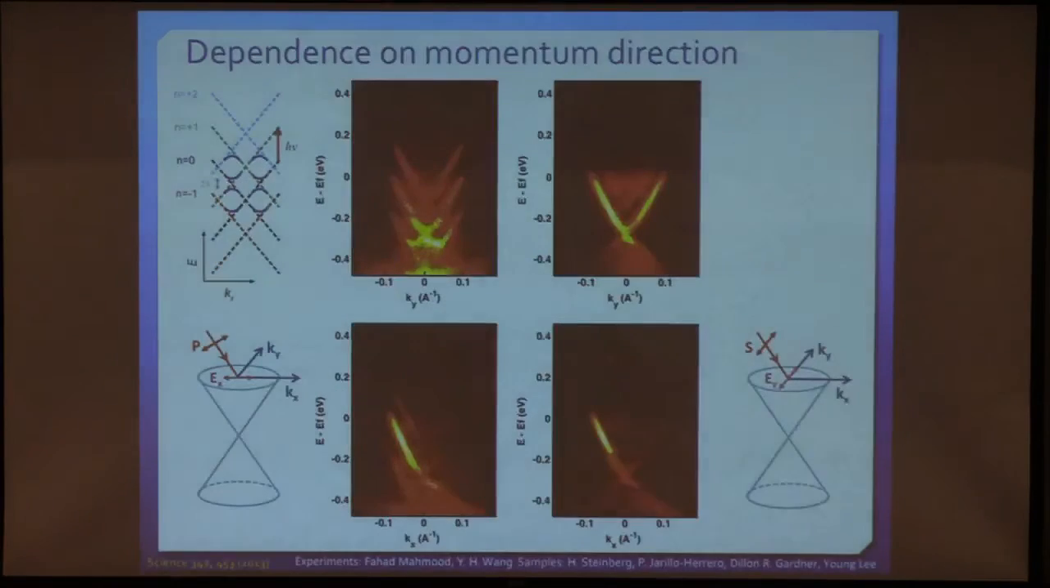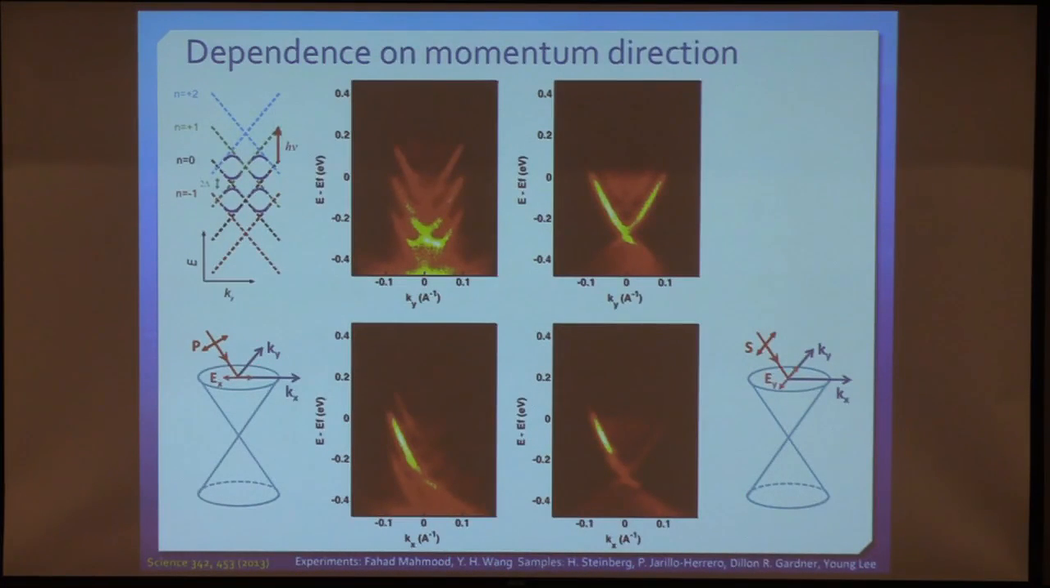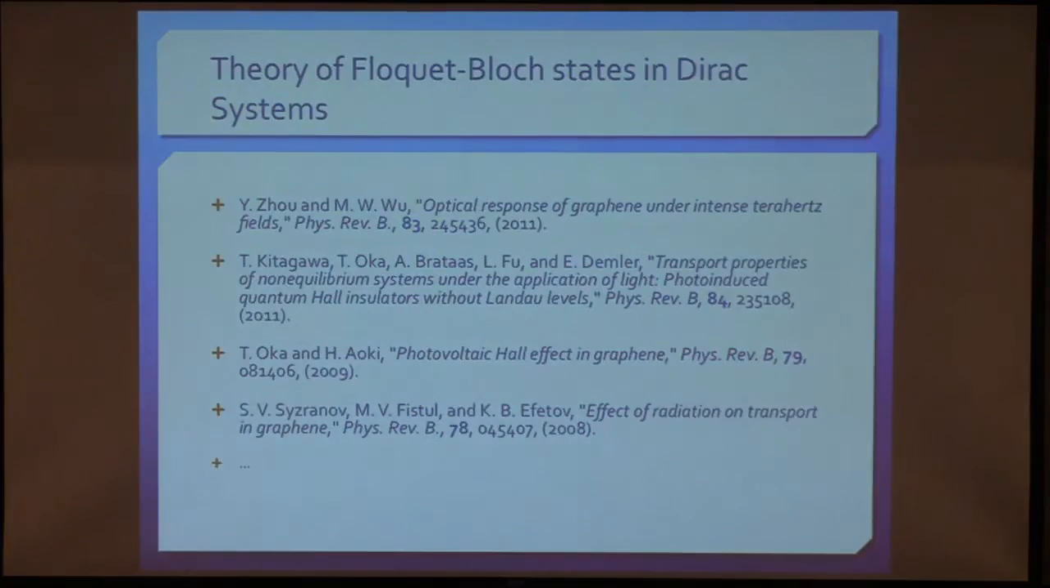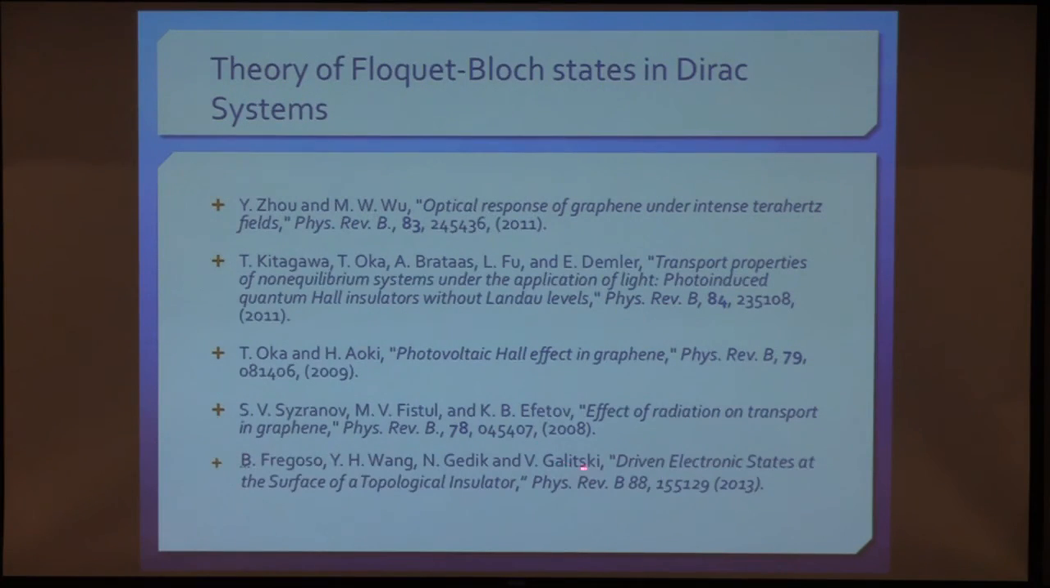So the question is, I didn't really explain why the gaps only appear in one direction but not the other direction. I'm not going to take too much of your time, but I just want to give you a gist of the theory. There was a lot of theory work done on Floquet systems before our experiment, and mostly people were thinking about graphene. They were wondering, how can you open a band gap in graphene? One possibility was using the Floquet means. And we also did a collaboration with Victor Galitski at the University of Maryland to simulate our experiment in TIs.